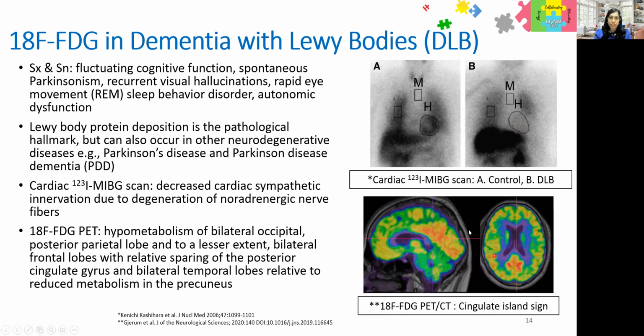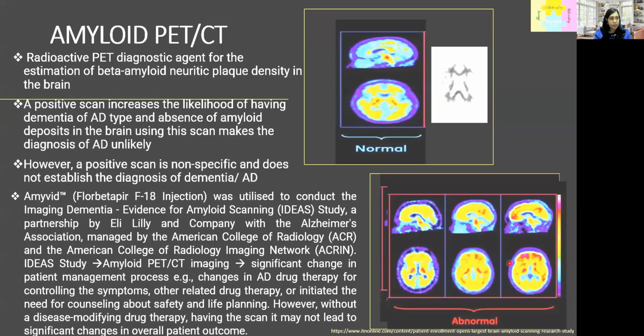And on FDG scans, we can see reduced metabolism in the temporal parietal regions and occipital regions, with relative sparing of the cingulate cortex, indicating the cingulate island sign.